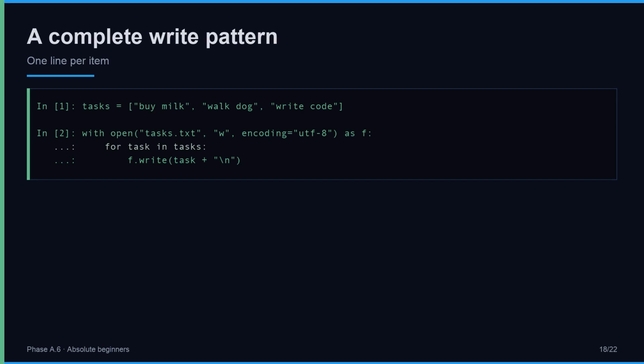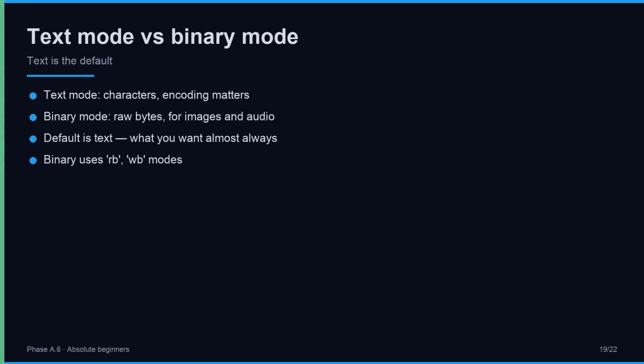Here is a complete write pattern. You have a list of items and you want each one on its own line in a file. Open in write mode with UTF-8. Loop over the list, and for each item, write it followed by a newline. The result is a clean text file with 1 item per line. Next time you run the program, you can read it back with readlines. This is the simplest kind of persistent storage. 1 line per item.